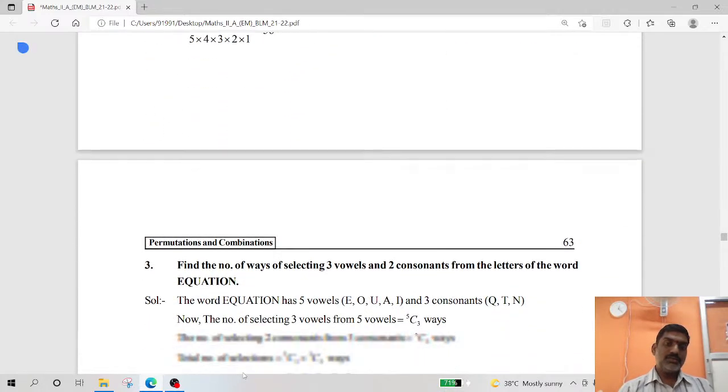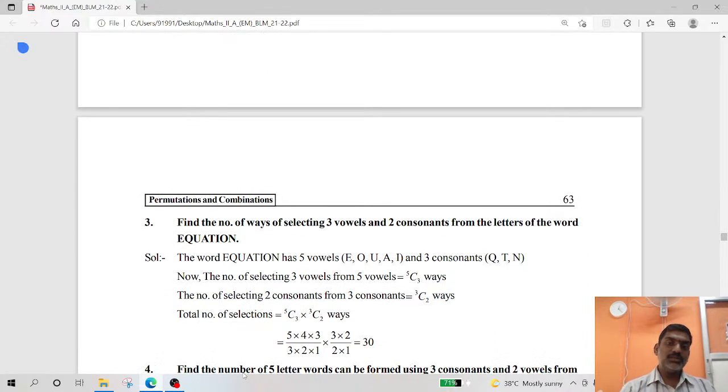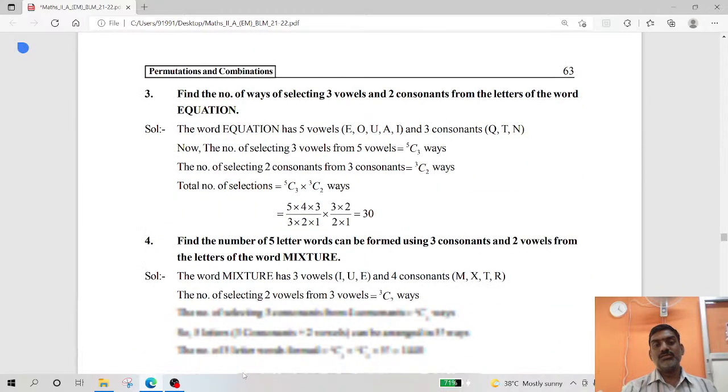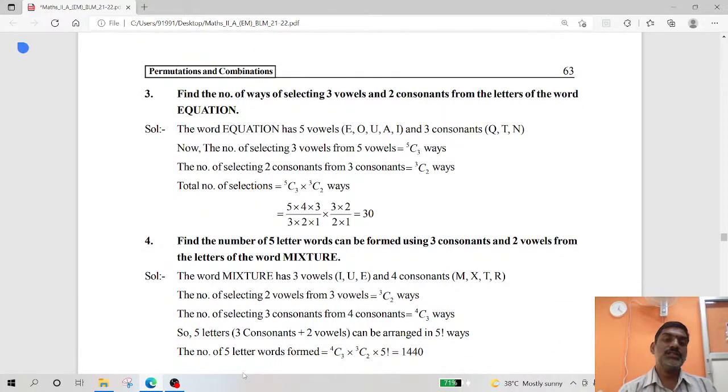Question 3. Find the number of ways of selecting 3 vowels and 2 consonants from the letters of the word EQUATION, with no repetitions. The vowels are E, O, U, A, I and the consonants are Q, T, N. The number of ways of selecting 3 vowels out of 5 vowels is 5C3. The number of ways of selecting 2 consonants from 3 consonants is 3C2. Total number of selections is 5C3 times 3C2.